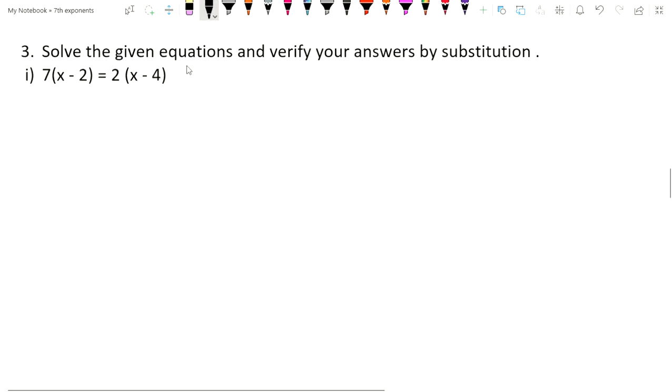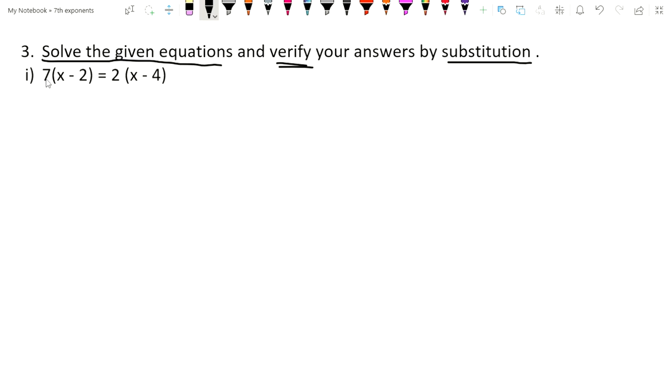Solve the given equations and verify your answers by substitution. Okay. First we need to solve it. After that we need to verify. Okay. First see here, 7 into x minus 2 equal to 2 into x minus 4.